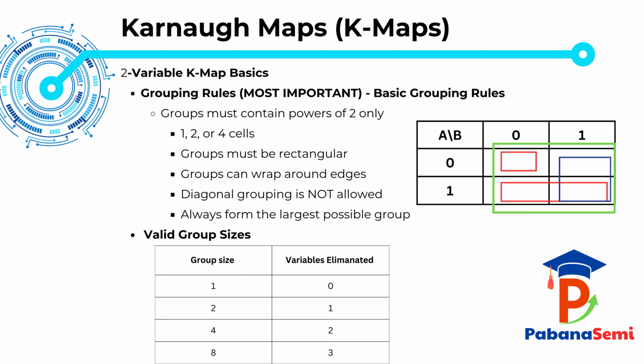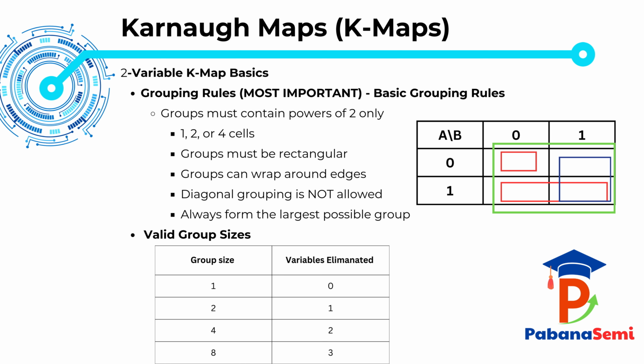Understanding the diagram. Now look at the K-map shown on the right. The green box represents a valid group of 4 cells. The red and blue boxes show smaller valid groups. The example highlights how grouping size affects simplification, valid group sizes, and variable elimination.